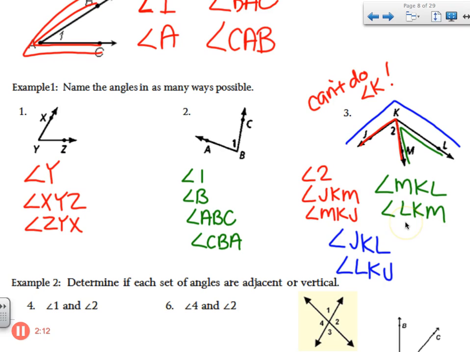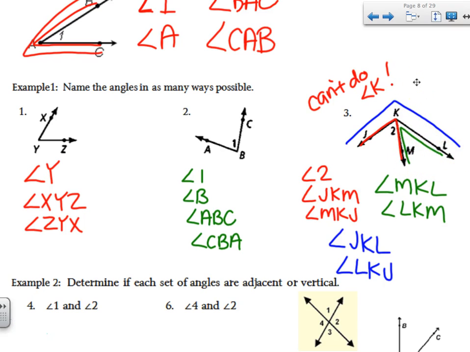Now 3 was a little tricky because you had a lot of options because you had 2 adjacent angles. So I kind of color coded them for you. So the first one is in red, so I can name it angle 2, or I can name it JKM or MKJ, as long as K was in the middle. Then I also named this part of my angle, which there was no number, so there were only 2 ways to write it. So you could say MKL or LKM.